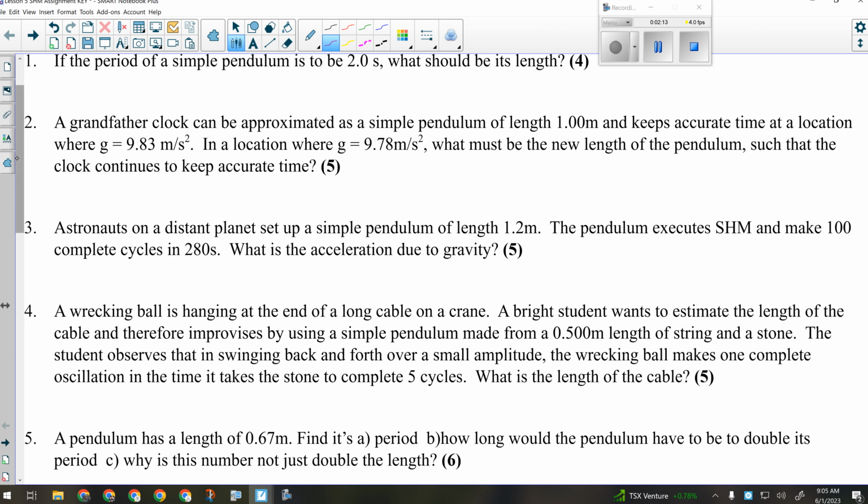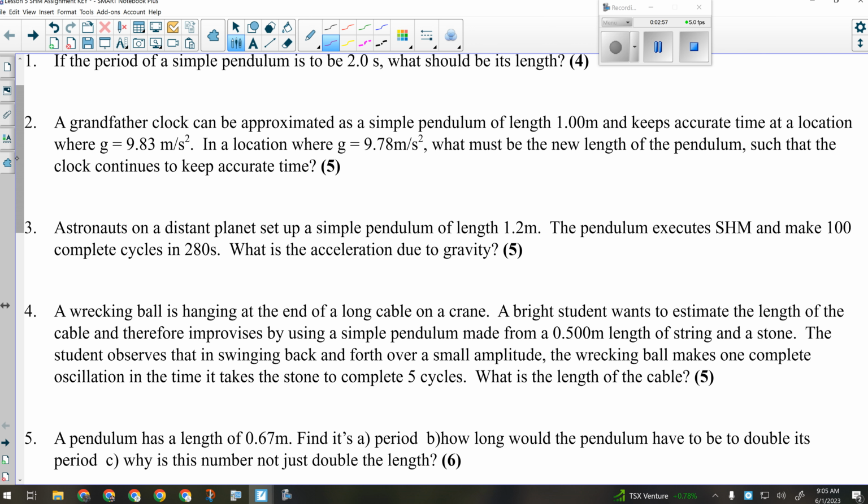Question number 2 is asking about a grandfather clock whose length is 1 meter and keeps accurate time where g is 9.83. Then the people move, and they go to a place where g is now 9.78 meters per second squared. And we need the pendulum to still keep accurate time. Pendulums can be adjusted, right? Specifically, their length can be adjusted. So this pendulum needs to have a different length. You need to calculate what that is. So you may need one piece of information from the first pendulum to help you get the new length of the pendulum for the new location.